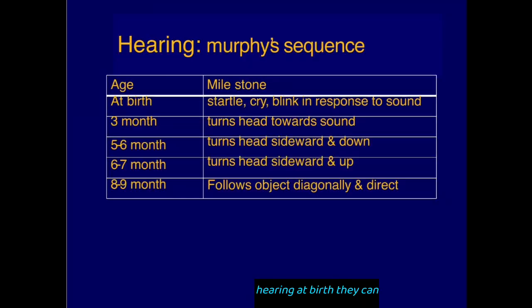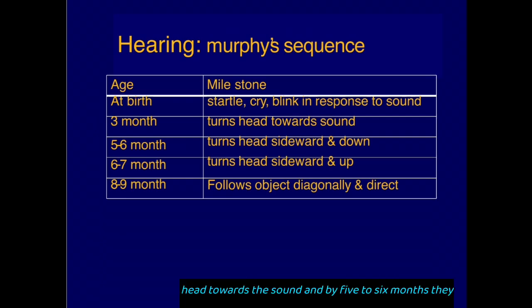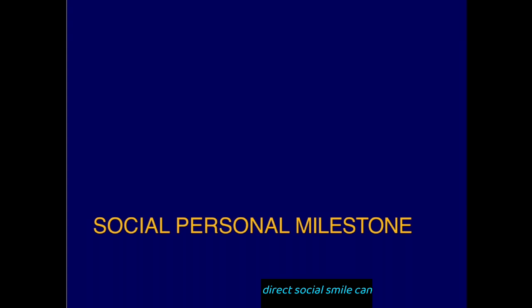Then hearing: at birth they can startle, cry and blink in response to sound. By 3 months they will turn their head towards the sound, and by 5 to 6 months they'll turn their head sideways and down. By 6 to 7 months they turn their head sideways and up. By 8 to 9 months they can follow the object diagonally and directly.